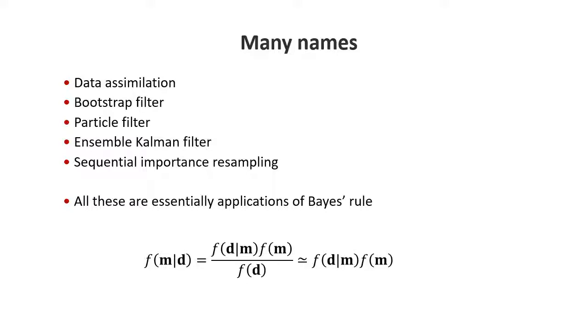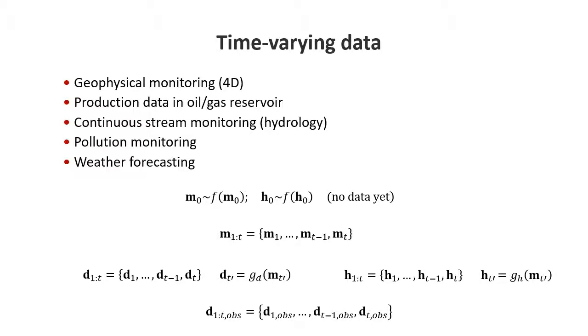There are many names for this kind of procedure: data assimilation, bootstrap filter, particle filter, ensemble Kalman filter, sequential importance resampling. But essentially, all these are applications of Bayes' rule, but now including time-varying data. There are many examples of this in the subsurface. For example, geophysical monitoring, which is then called 4D geophysics. Classical examples would be time-lapse ERT data, which we've covered in the previous lectures. Also 4D seismic data. When we have production data, say in an oil and gas reservoir, or continuous stream monitoring in hydrology, then we also have this kind of time-varying data.